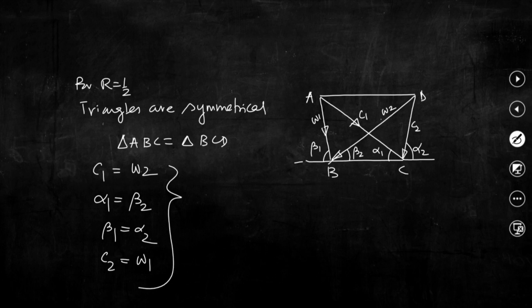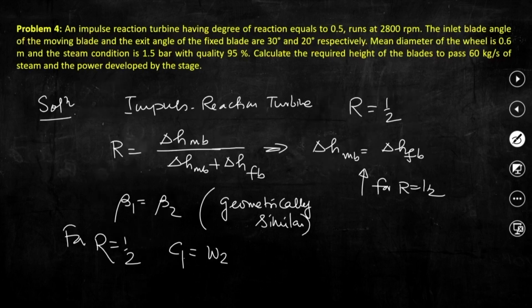So, try to understand, we have a common base, common side BC, and the blades are symmetrical. So, the triangles are symmetrical, and if we consider these two triangles, we can write C1 equal to W2, alpha 1 equal to beta 2, alpha 2 equal to beta 1, and C2 equal to W1. Now, the question is, what are the data given in this problem statement?